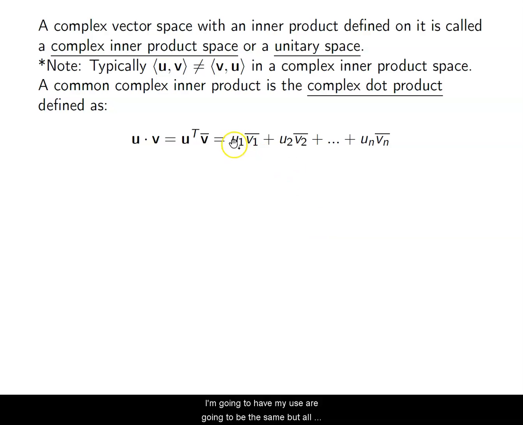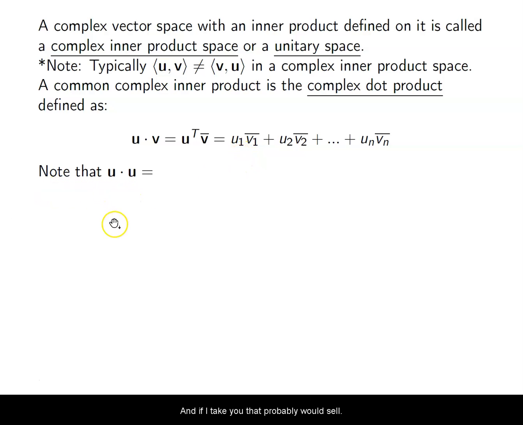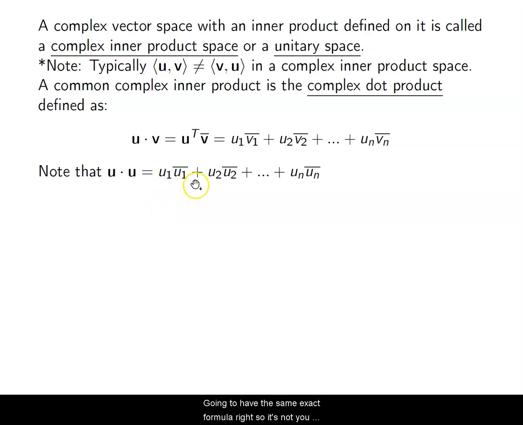So my U's are going to be the same, but all of my V elements, the elements from my second vector, are all going to be complex conjugates. And if I take U dot product with itself, it's going to have the same exact formula. So it's not U1 times U1, it is now U1 times the complex conjugate of U1, and so forth.